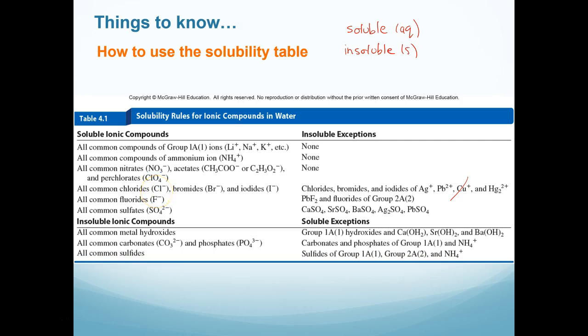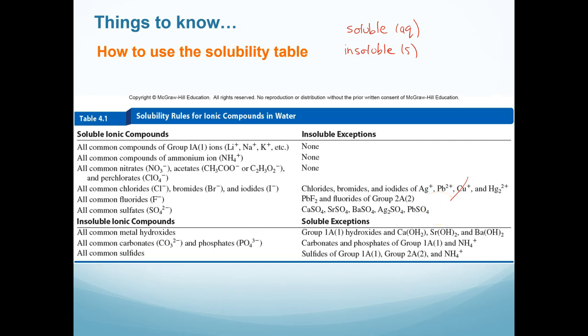Right? But something that I expect to be insoluble is silver chloride, because silver is one of our exceptions that makes it insoluble. Fluorides, in general, will be soluble unless I have lead fluoride. And for sulfate, I could pair it with any cation, so sodium sulfate, potassium sulfate, magnesium sulfate, soluble in water, unless I pair it with calcium, strontium, barium, silver, or lead. Then it will be insoluble in water. We would write solid next to it.